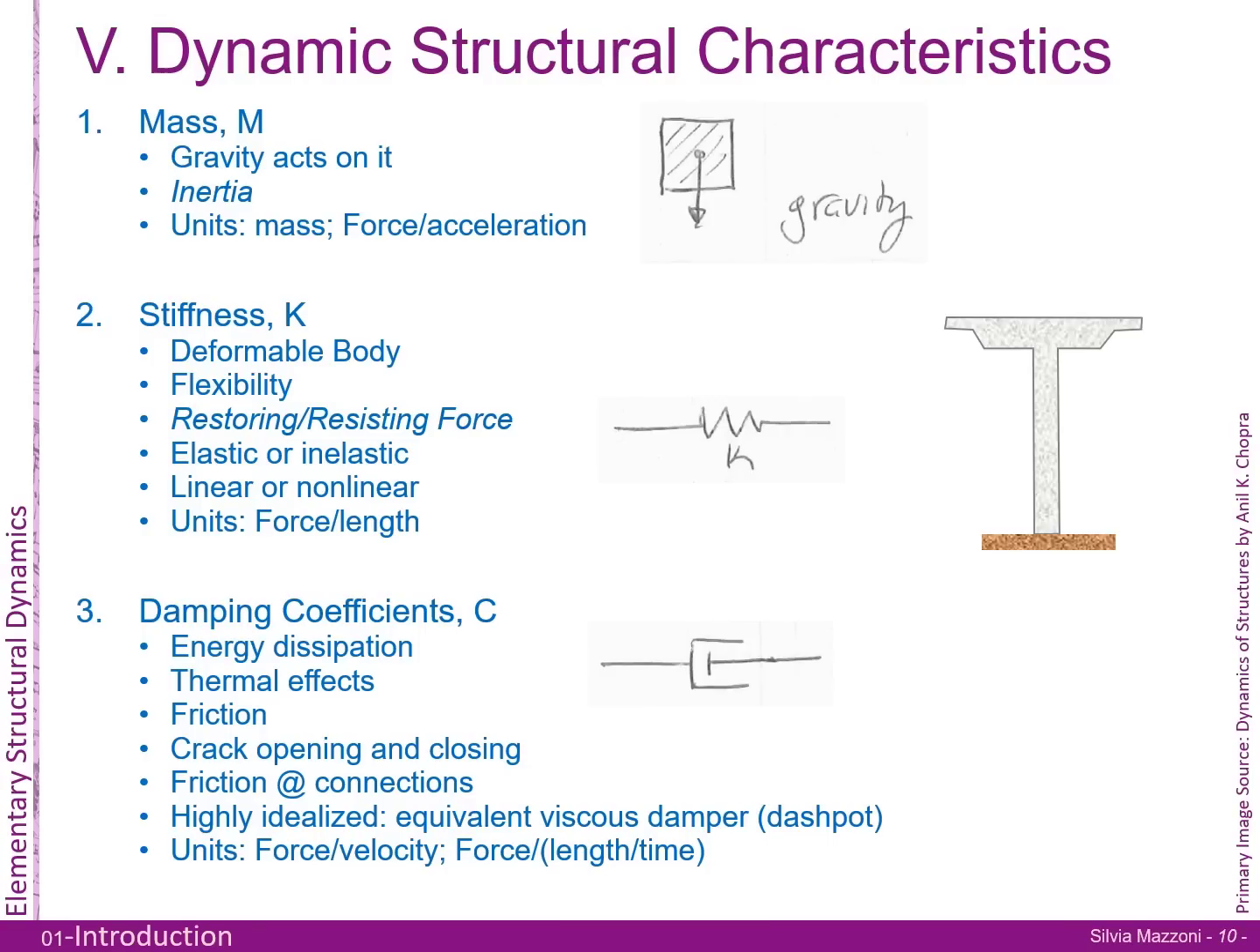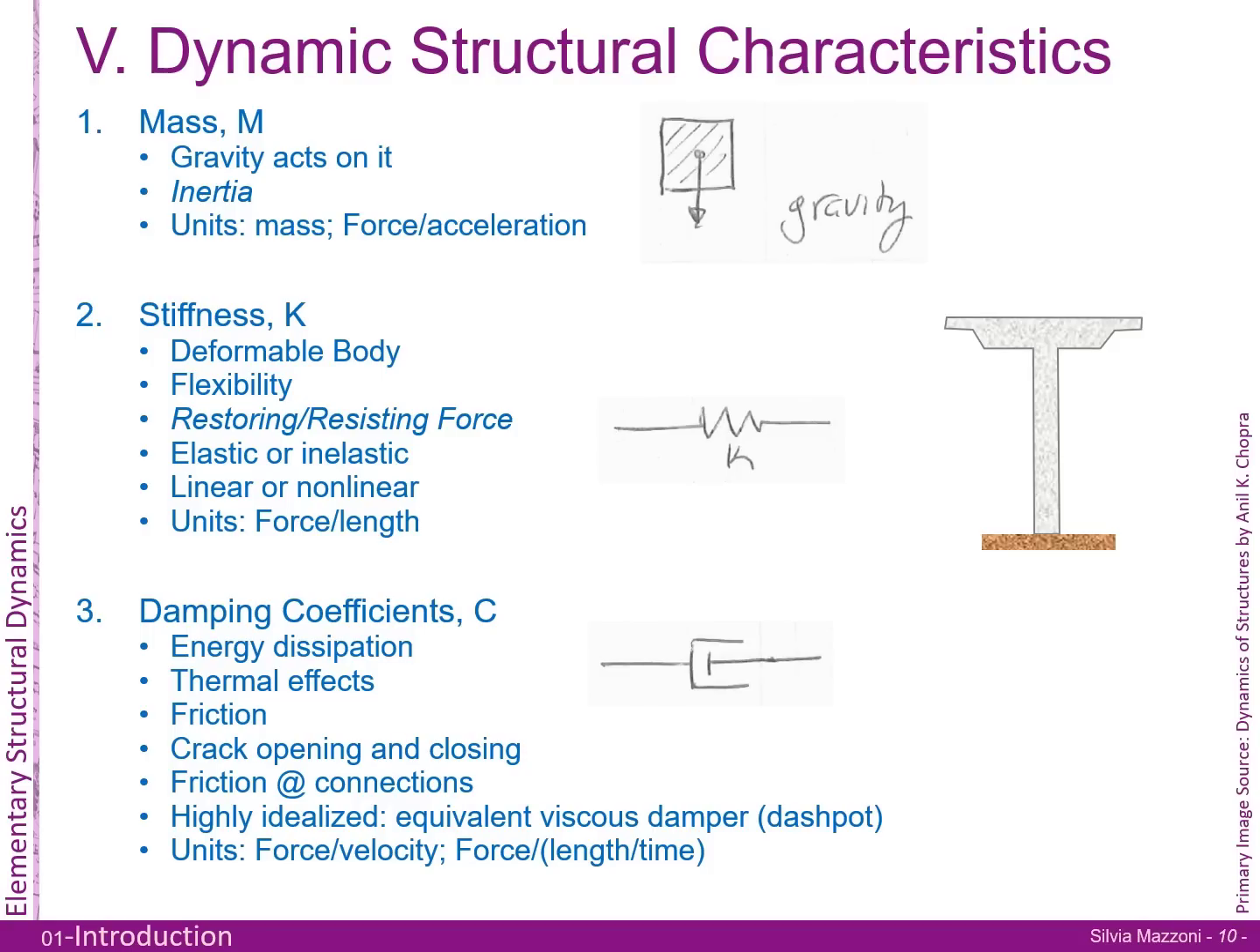It could be elastic or inelastic. It could be linear or nonlinear. Elastic means that it reloads and unloads in the same path. Linear and nonlinear means that it's defined by a single line. You can have a nonlinear elastic system. I think shape memory alloys are like that. It unloads and reloads in the same path, but it doesn't have to be a straight line or a constant straight line. The units of stiffness are force per unit length.